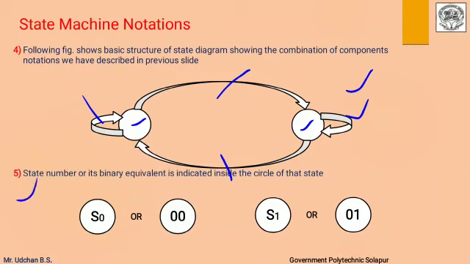Next notation is that the state number or its binary equivalent is indicated inside the circle of that state. So this is a state which can be named S0, or its binary equivalent can be written as 00, or S1 can be written as 01. Like this we can give a number or name to particular states by writing inside the circle.